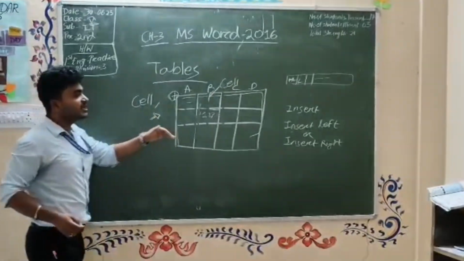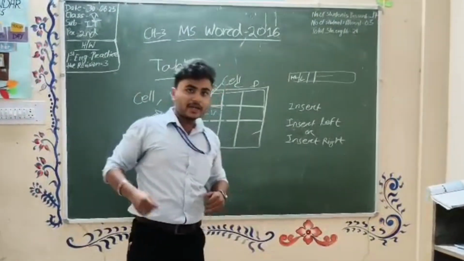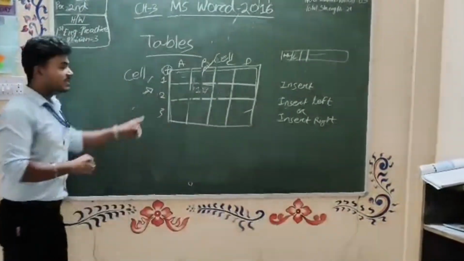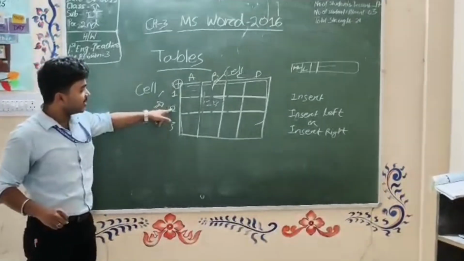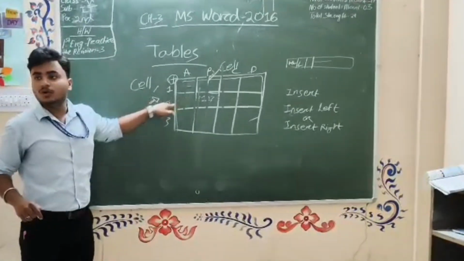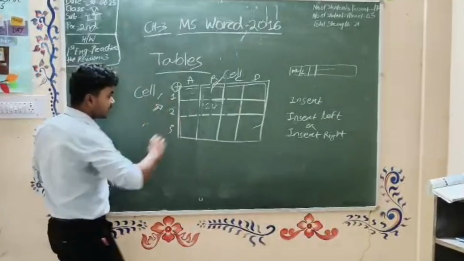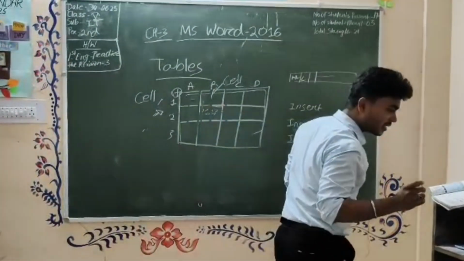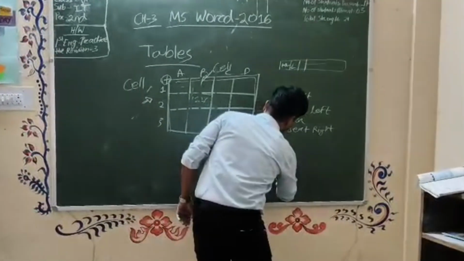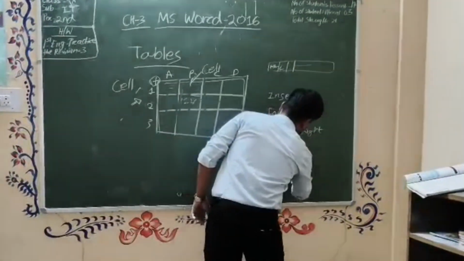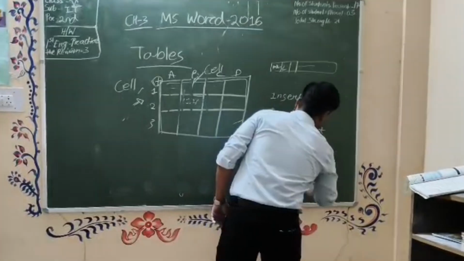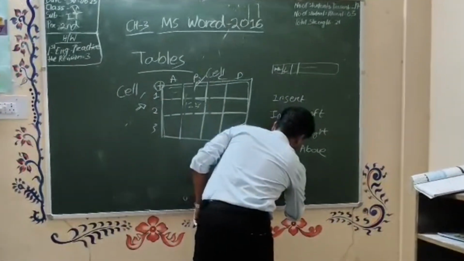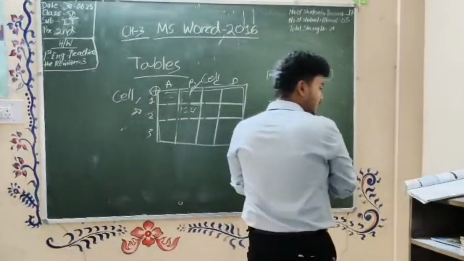Now come to inserting a row. What is a row? Just assume 1, 2, 3. There are 3 rows. I want to insert a new row below that row. What to do? In the Rows section there are options: insert above and insert below.